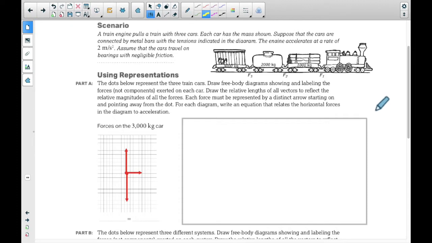Suppose the cars are connected by middle bars right here, here, and here, with tensions indicated in the diagram, which is here, F1, F2, F3. The engine accelerates at a rate of 2 meters per second squared, and then assume that the cars travel on bearings with negligible friction.